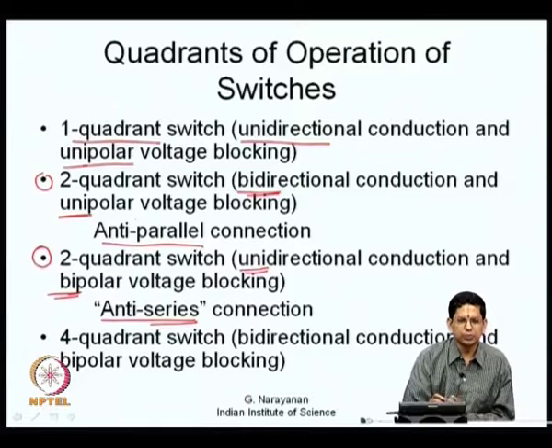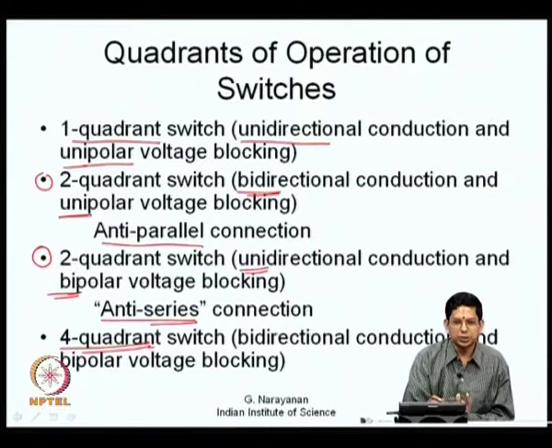2 of these 2 quadrant switches can be connected. Let us say such a switch, 2 of them can be connected in a so called anti-series fashion, or 2 quadrant switches of this nature, 2 of them can be connected in so called anti-parallel fashion to realize 4 quadrant switches.